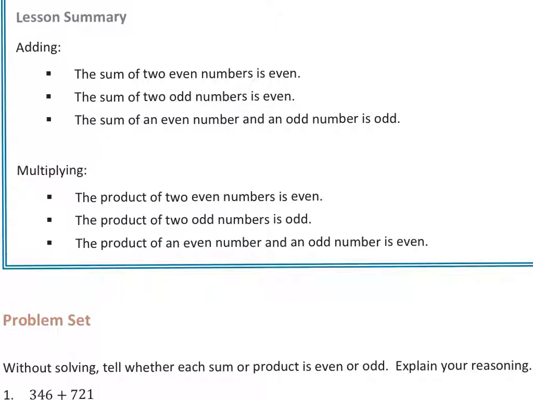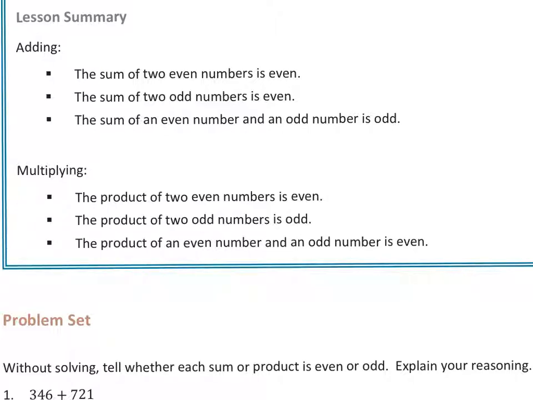So to summarize the whole lesson, you really want to make sure you understand and memorize this if you don't already know it. When we're adding, even and even is even, odd and odd is even, but odd and even makes odd. In multiplying, even and even is even. Odd and even is even, but odd and odd makes odd. So there's some interesting things there. I'll come up with some sort of mnemonic device or song or some way to remember it.